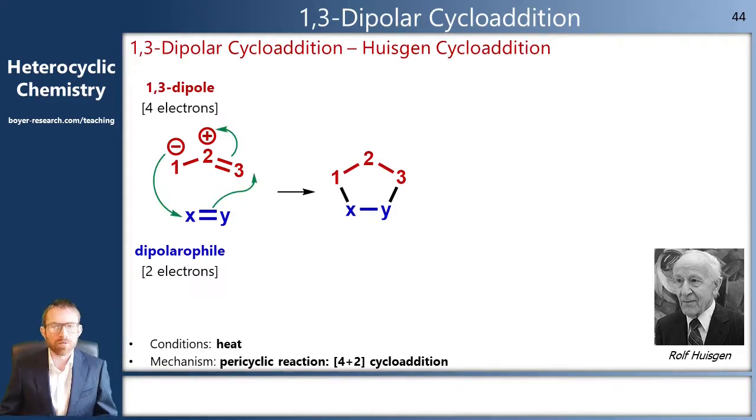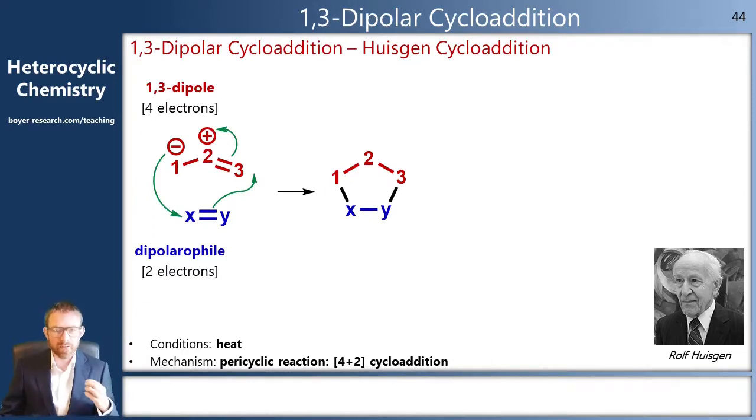So this will react with a dipolarophile, so something like a pi system. And the 4 electrons in the 1,3 dipole will combine with the 2 electrons in the dipolarophile to give a 4 plus 2 cycloaddition. We draw the arrows going from the negative charge on number 1, attacking the pi system, and then with the pi system coming round to neutralise the positive charge.